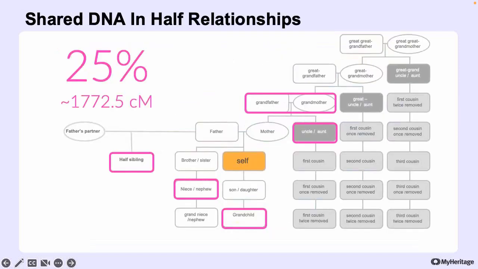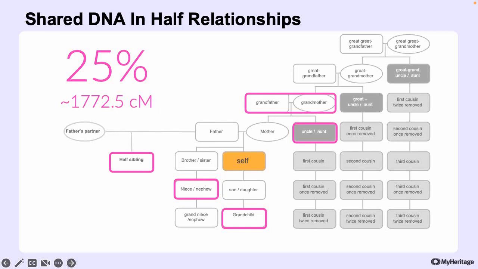Now, why am I talking about half relationships? Because the shared DNA in a half relationship is kind of tricky. If you remember, I showed you before that we share 25% of DNA with one of our grandparents, or our uncle, aunt, niece, nephew, or grandchild. But in terms of genetics, in what we call a genetically equivalent relationship, we can also share 25% with someone who is our half sibling. So there is another relationship type that comes into the equation.